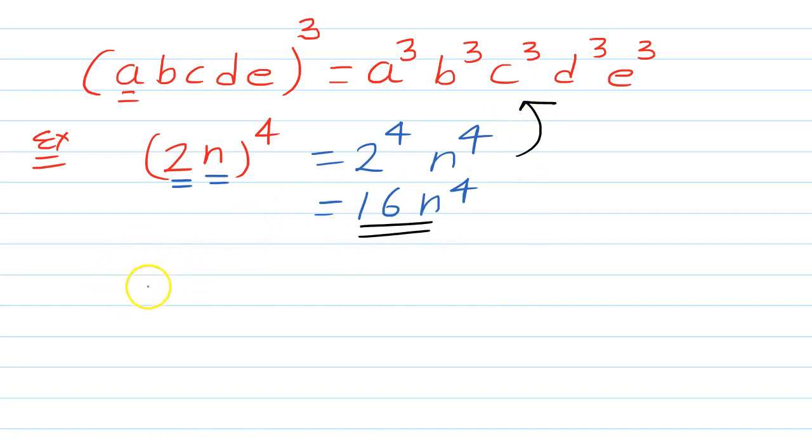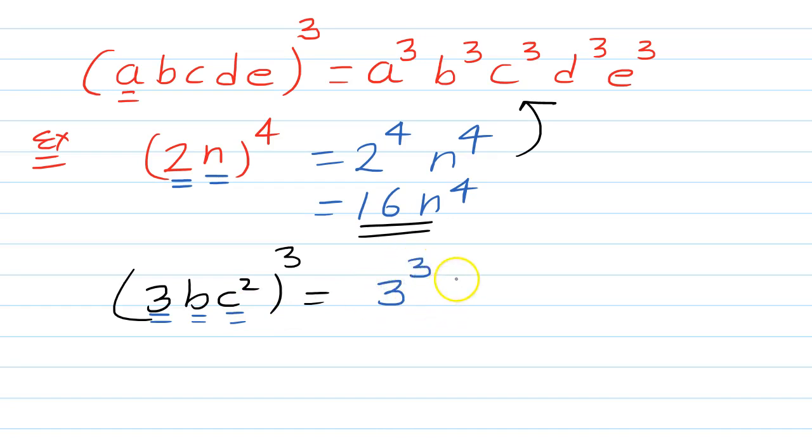Let's take another example. If it is 3bc square to the power 3, as per this rule, what will happen? How many family members are here? 1, 2 and 3. So let's write down 3 to the power 3, then b to the power 3 and c square to the power 3. Let's write it in a bracket because it already has one power. So c square to the power 3.